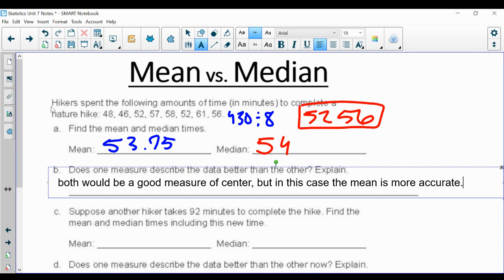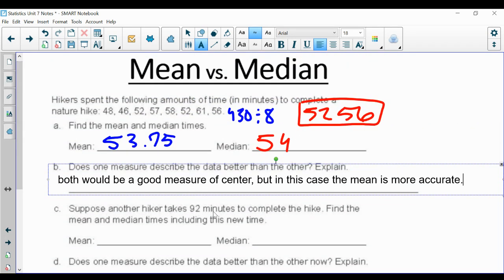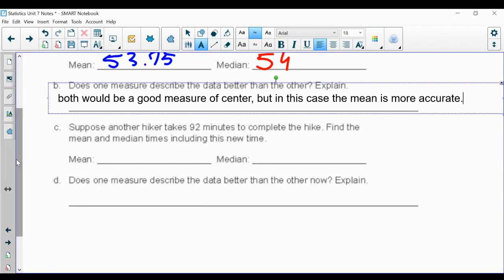All right, well, suppose another hiker takes 92 minutes to complete the hike. Find the mean and the median times, including this new time. So add in 92, what happens? I'm going to let you figure that out on your own, and we'll check it together once we return. Or if you have any questions, feel free to email me, okay?